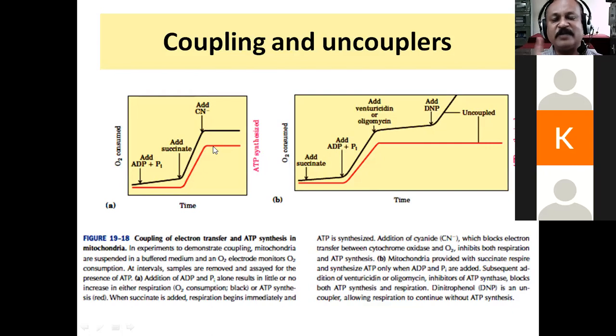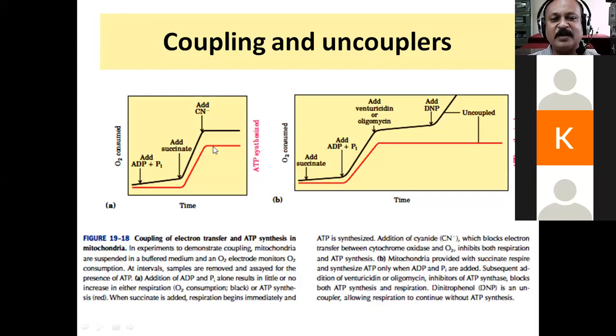So what does the experiment prove? The experiment proves that when you stop the electron transport chain, the ATP synthesis also will be stopped. And therefore, we are trying to establish this fact that there is a coupling between the two reactions. Electron transport and ATP synthesis are coupled reactions. Have you understood this graph?